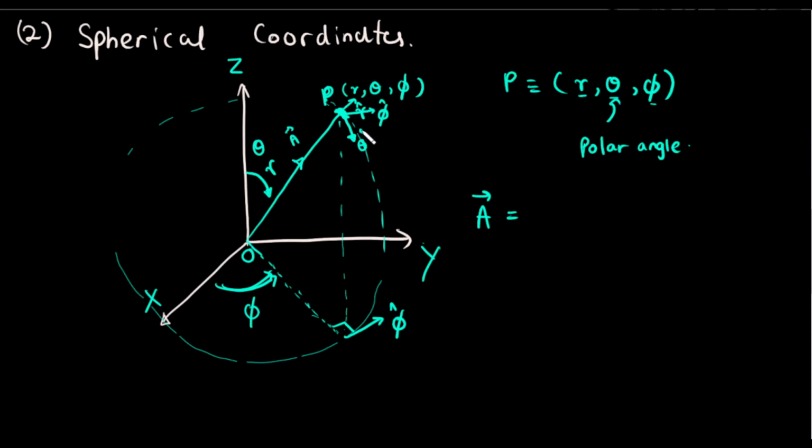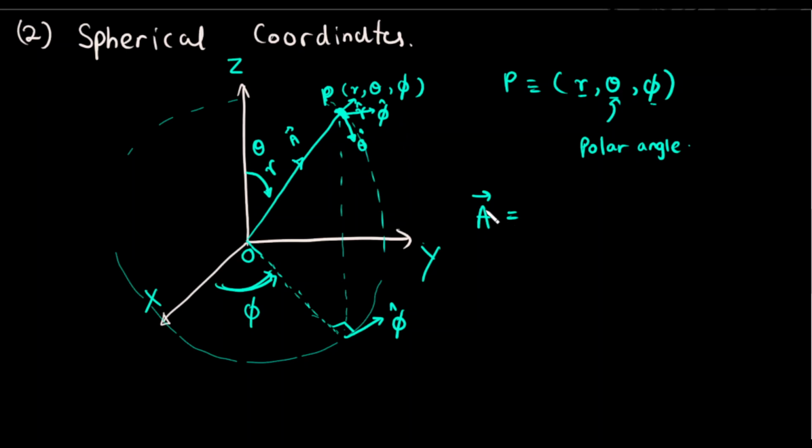So these r hat, theta hat and psi hat are perpendicular to each other. So the angle between r hat and theta hat would be 90 degrees, and the angle between theta hat and psi hat will be 90 degrees. And if you consider the angle between any two of these unit vectors, it's going to be 90 degrees.